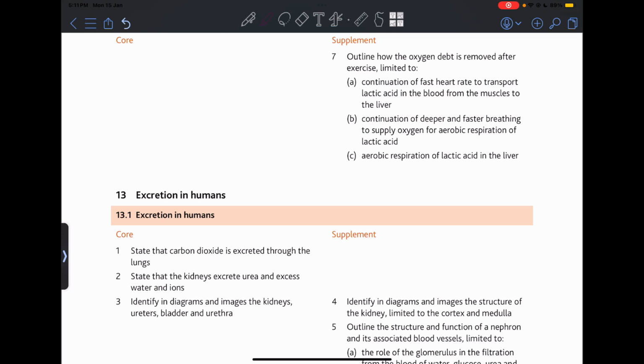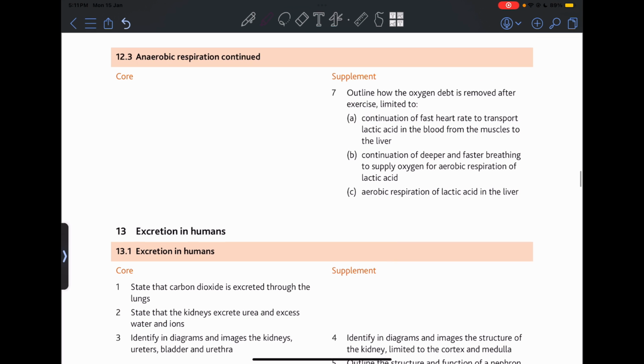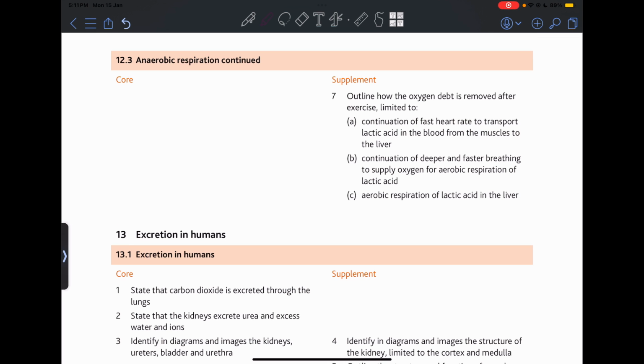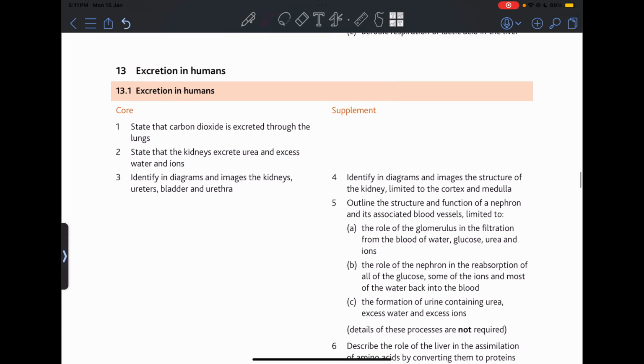And then the aerobic respiration of lactic acid in the liver, as I just said. So this is how oxygen debt is removed in 3 steps. You have to memorize this and understand it.